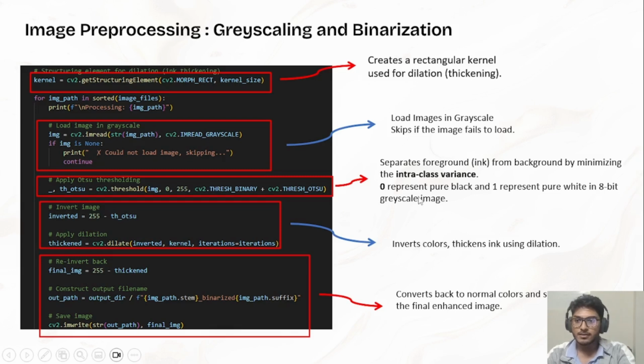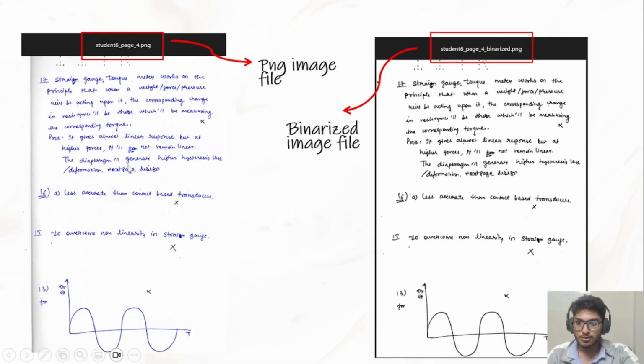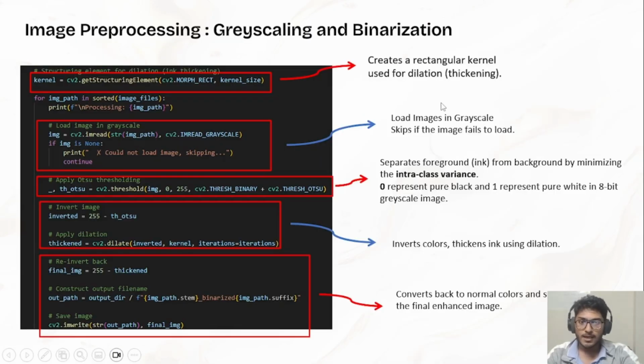What is binarization? We can see. First of all, we are creating a rectangular kernel used for dilation. We are thickening the word strokes. So if this is a single stroke, we are converting it to 1.5. Then we are loading the images as grayscale, and if any image is not found, it will throw an error saying skip if the image failed to load.